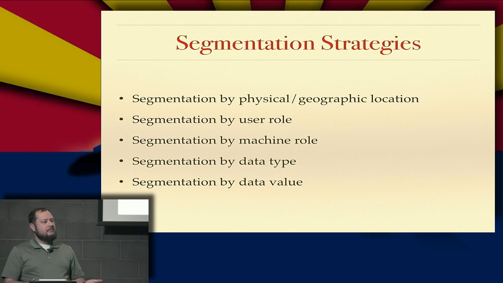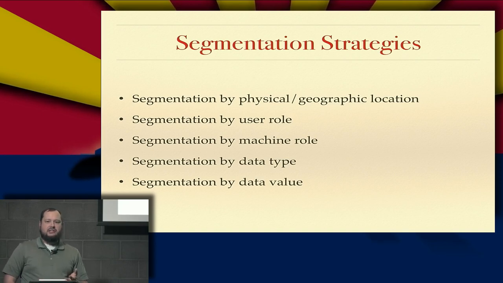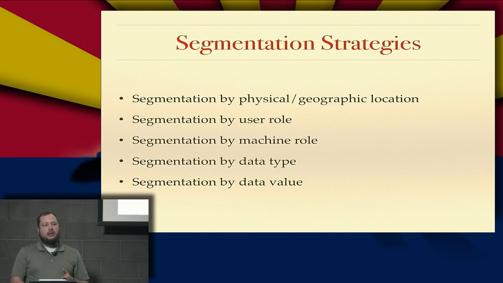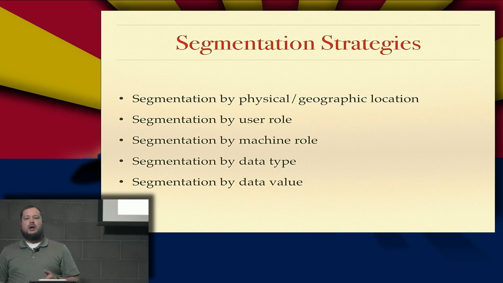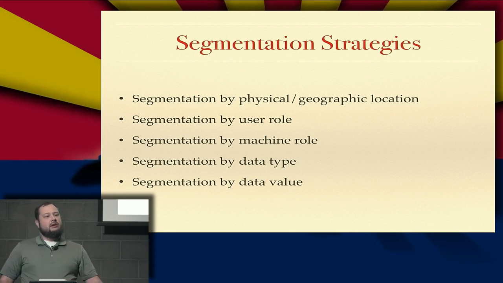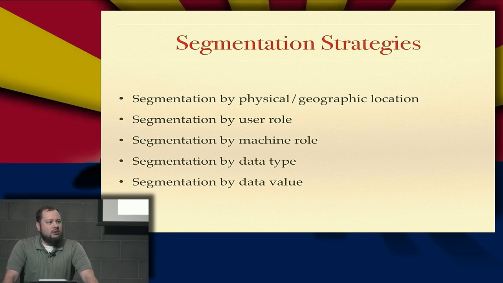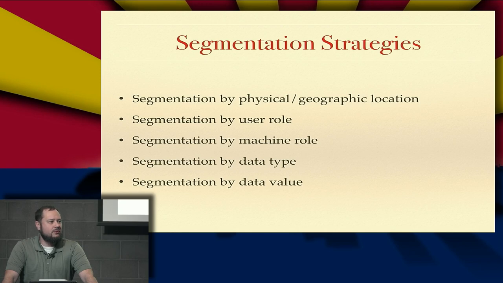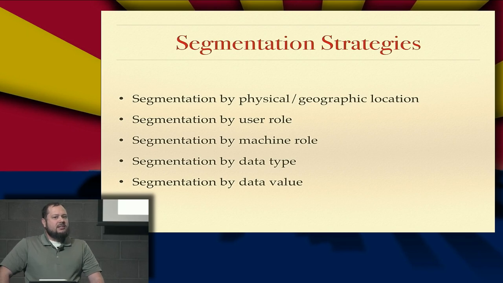But you can also choose to segment by user role, especially if you have multiple people in the same location, right? So my accountants need one access policy. My server administrators need another policy. My developers may need a whole separate set of policies, right? And I don't see any reason why my receptionist would need to be able to SSH into the core router, right? Especially in a large organization, the receptionist has no business being able to SSH into the main email server, right? So we can appropriately apply policies by user role.